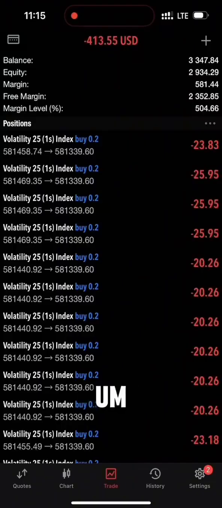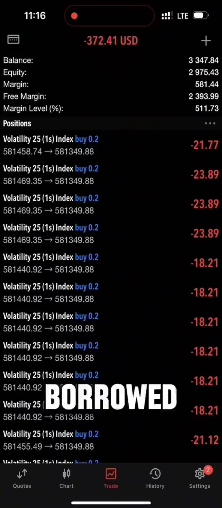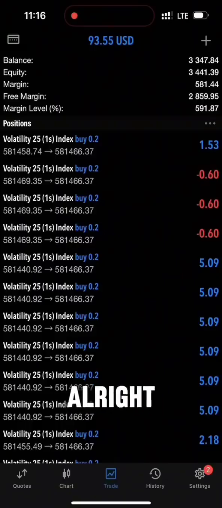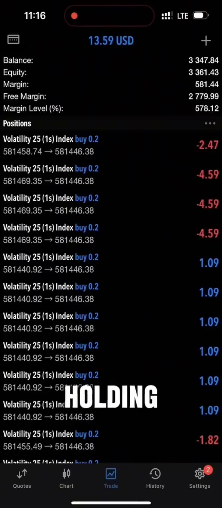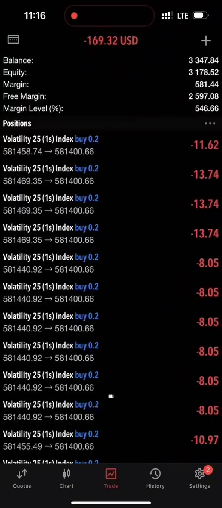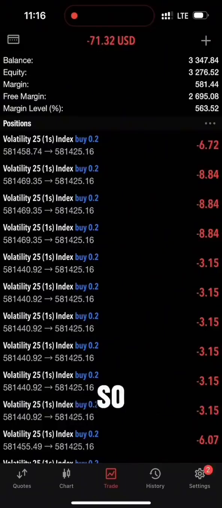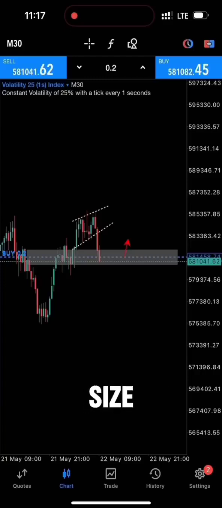So we go. Remember, we must risk only the money which we can afford to lose. We don't trade on borrowed funds. If you're doing so, I suggest you stop. All right, so we land in profit, and then we keep holding until we reach our desired profit on our first TP. So that's just about it. So yeah, we keep holding on the account size and wait for it to come back up.